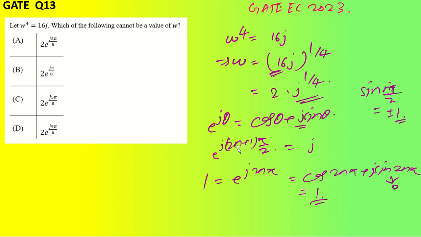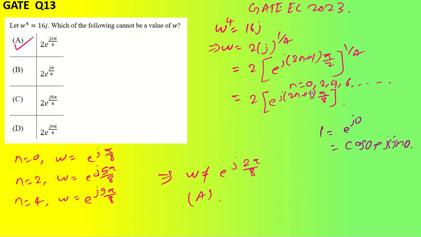So if it is even, what will happen? 2n plus 1 pi by 2, so in that case I will have n as 0, 2, 4, 6 like that. Understood? So in that case I am going to get, this will come inside, so it will become pi by 8. So this is the value now we have.